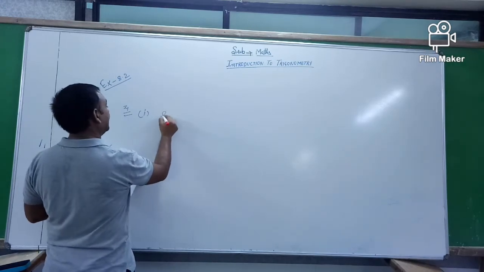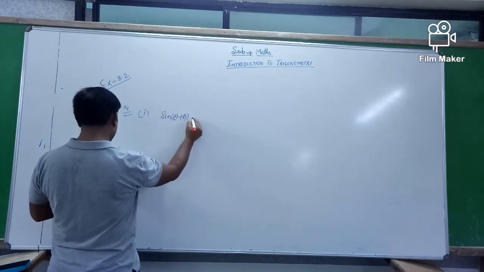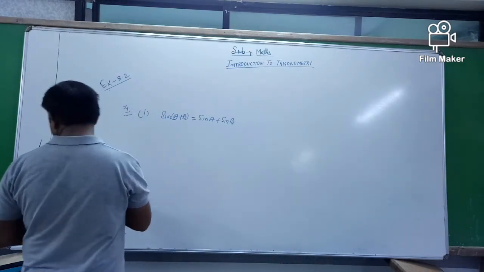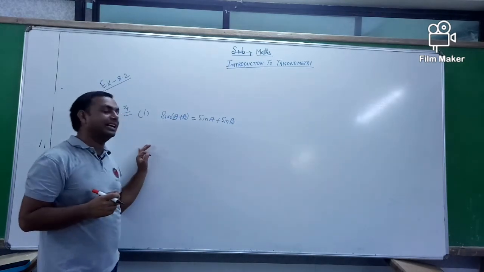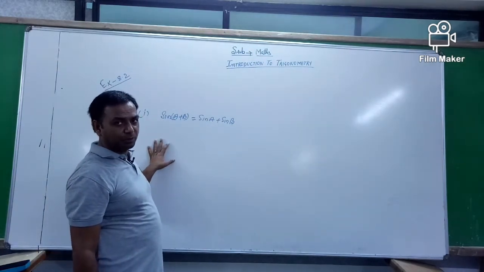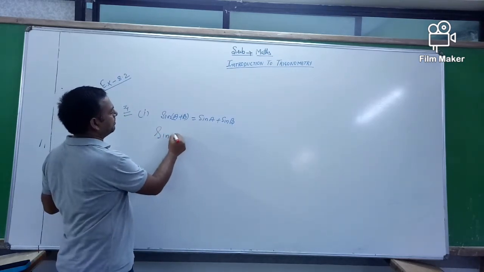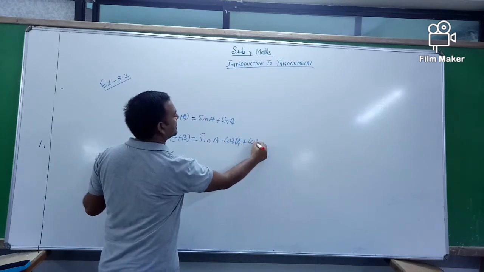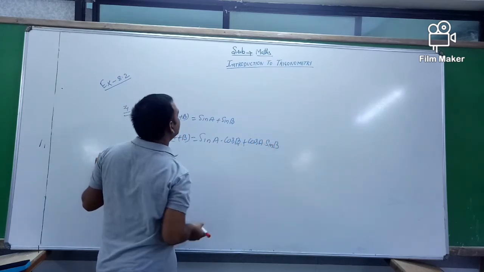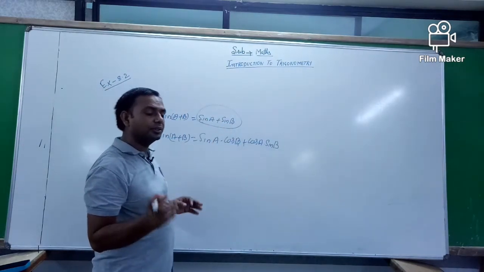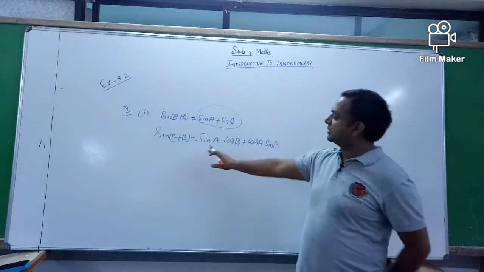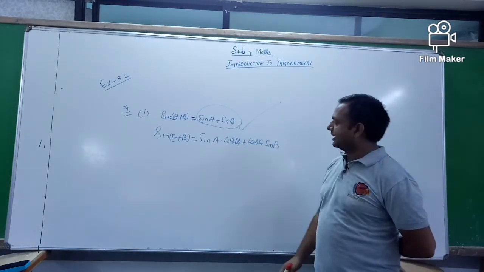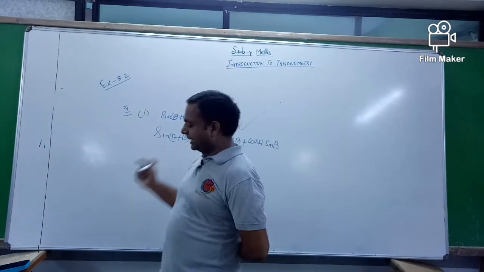Question number 1: sin of A plus B is equal to sin A plus sin B. This is not possible, because the formula is sin of A plus B is equal to sin A into cos B plus cos A into sin B. Here it is only given as sin A plus sin B, so it is false, because sin of A plus B is equal to sin A into cos B plus cos A into sin B.